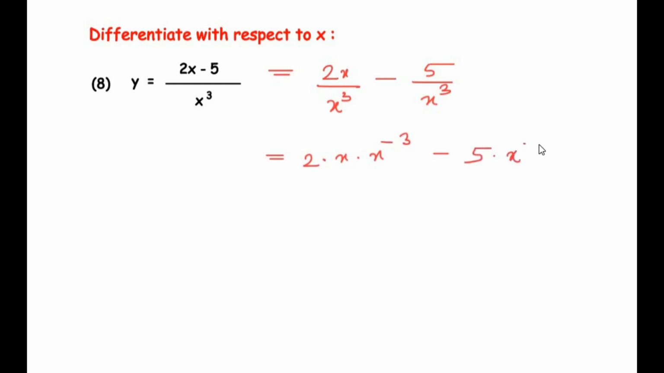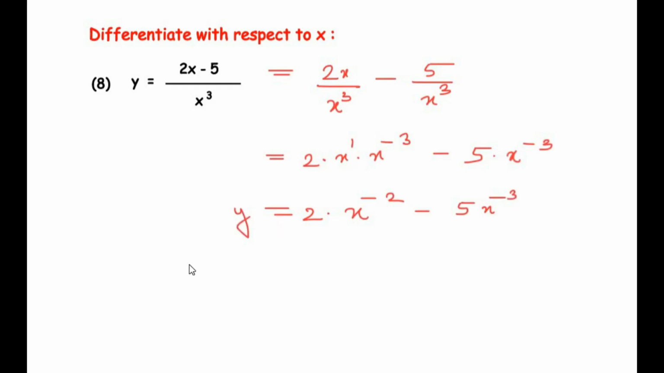Now here we are going to write 2 times x. Now using the laws of indices, the powers will add up together. So we get x to the power of negative 2, that is 1 plus minus 3 gives you minus 2, minus 5 x to the power of negative 3. So this is your y.